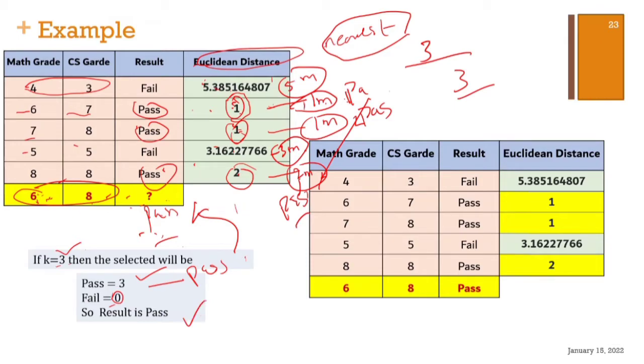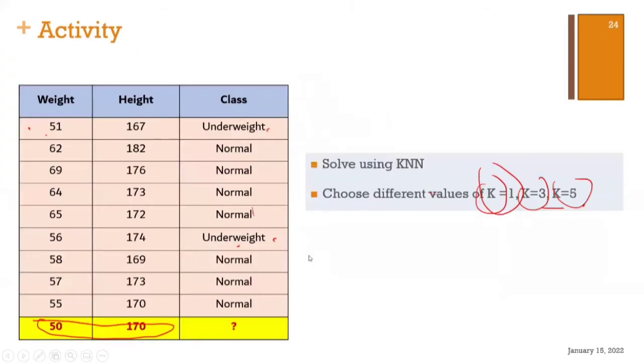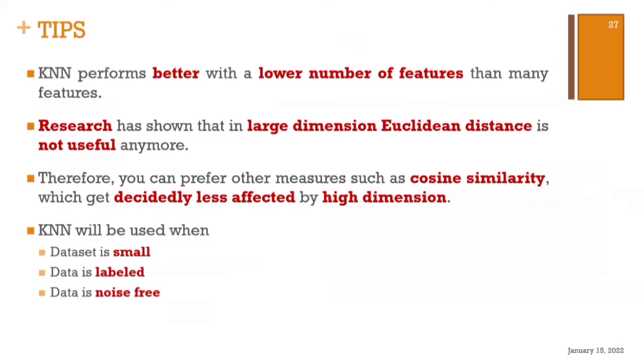If I decide to use 5 nearest neighbors, then everything will be considered, so it's going to be 1, 1, 2, 3.1, 5.3. Then what are the classes? 3 of them will be pass and 2 of them will be fail. Still, pass has the majority, so I will still assign pass as the classification. I hope that is clear. Yes, sir. Okay. Thank you for that. So let that clarify it for others also.